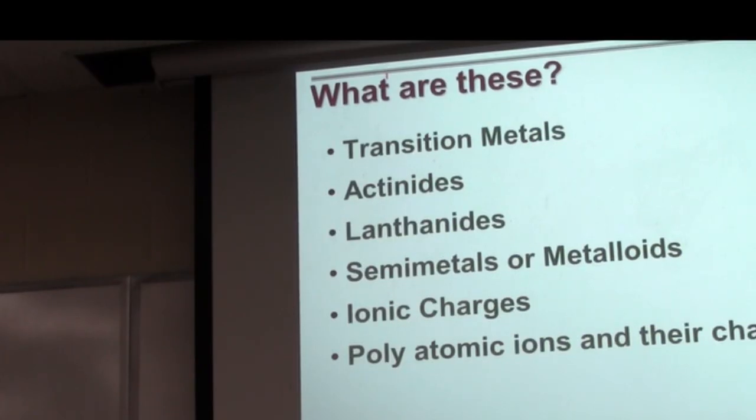What are these transition metals? One of the elements, iron, is a transition metal. And actinides are at the bottom: thorium, uranium, neptunium, the actinide series. The lanthanide series is another one: cerium, europium, gadolinium. See, those are in the bottom row.